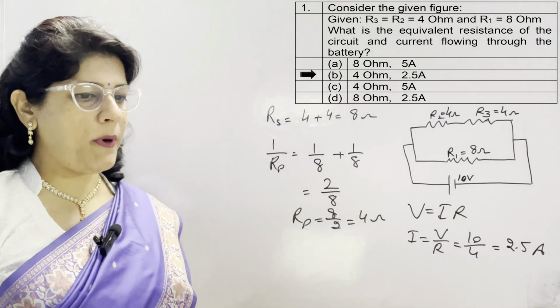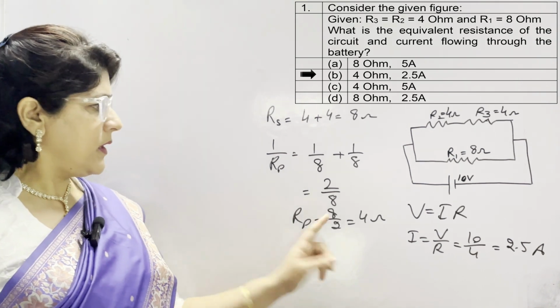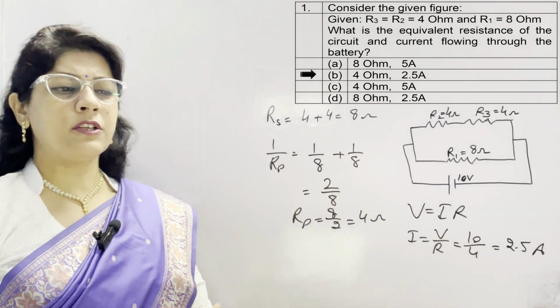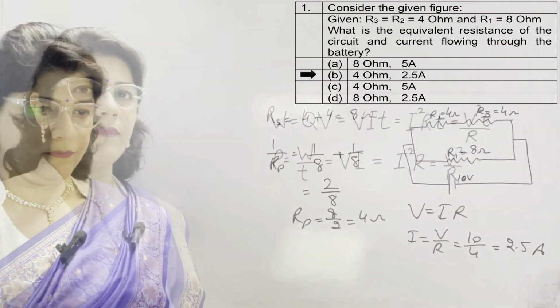Options given are 8 ohm and 5 ampere. B is 4 ohm and then 2.5 ampere, which is our correct option, option number B. The other options, C and D, are incorrect.